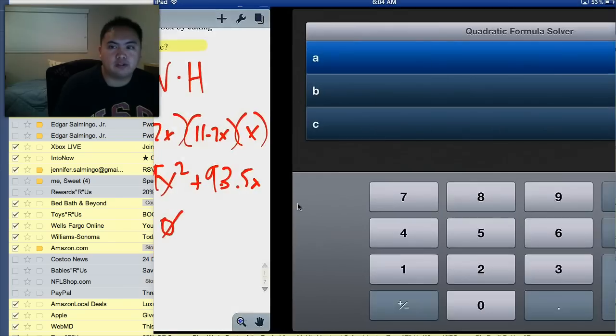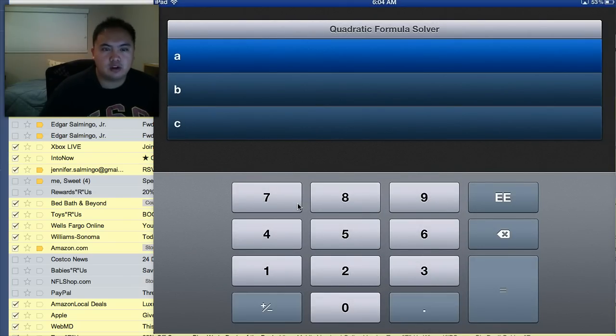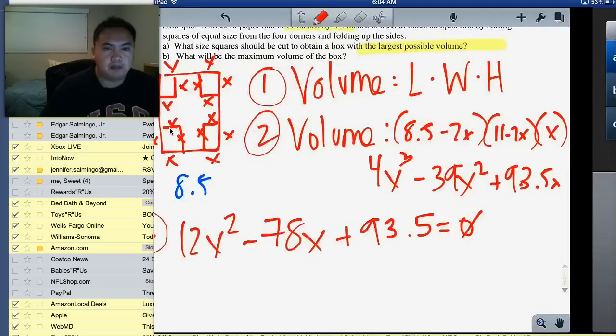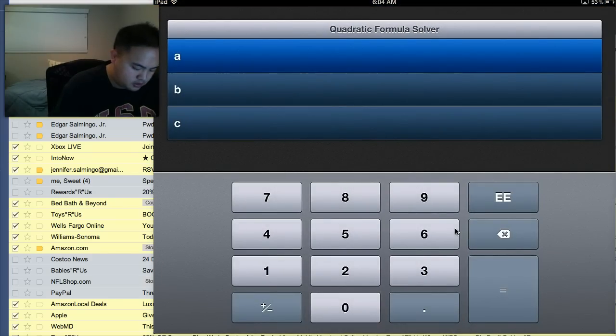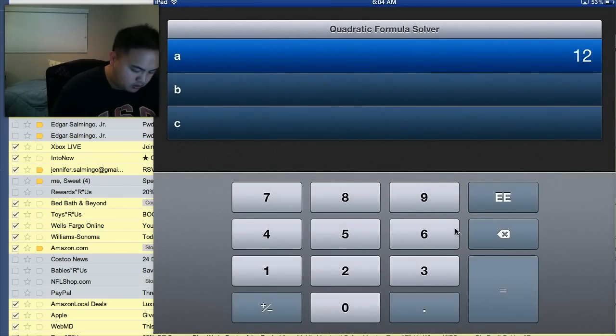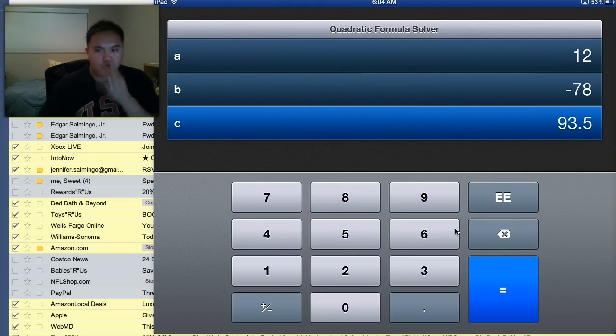So I'm going to go to a different app. This one's called Quadratic Formula Solver. You see how it says A, B, and C? So I'm going to plug in A, B, and C based on the equation I have. A is going to be 12, B is negative 78, and C is 93.5. So let's put that in right now. For A, I'm going to put in 12. For B, I'm going to put in negative 78. And C is 93.5. Again, we'll go over this more when I'm with you guys.